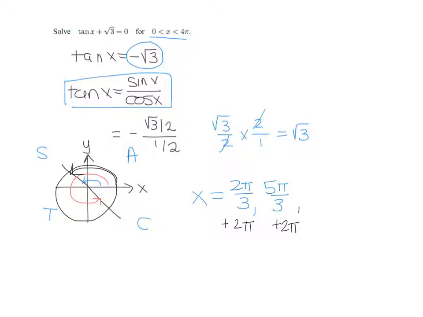In that case, 2 pi with a denominator of 3 will make it 6 pi over 3. So the next answer will be 8 pi over 3. And then we have 11 pi over 3. Again, when you plug in for tangent of these four angles, it should give us the answer of negative root 3.